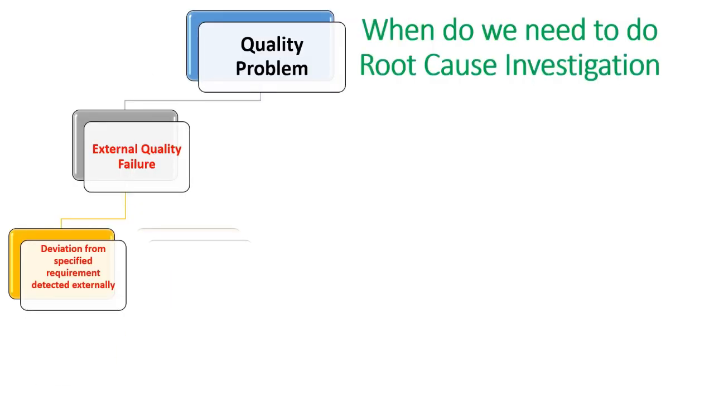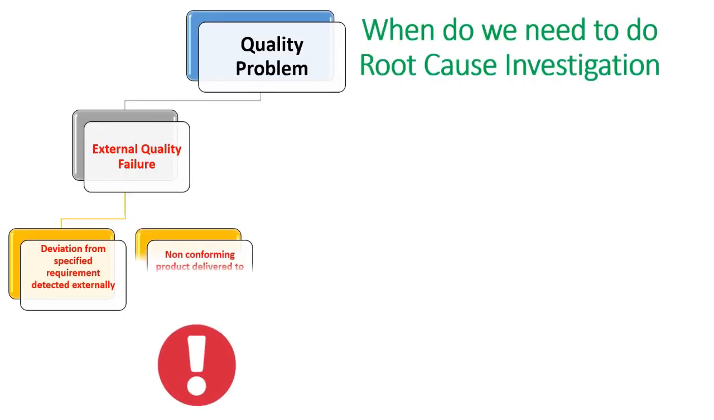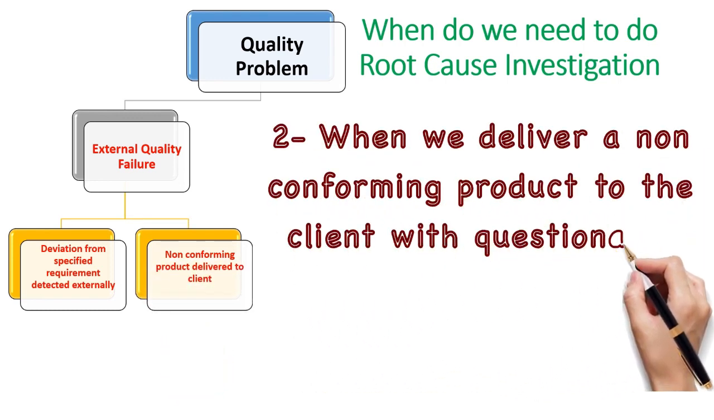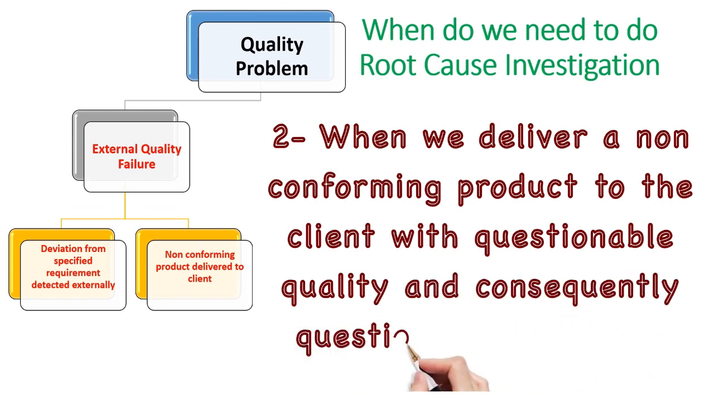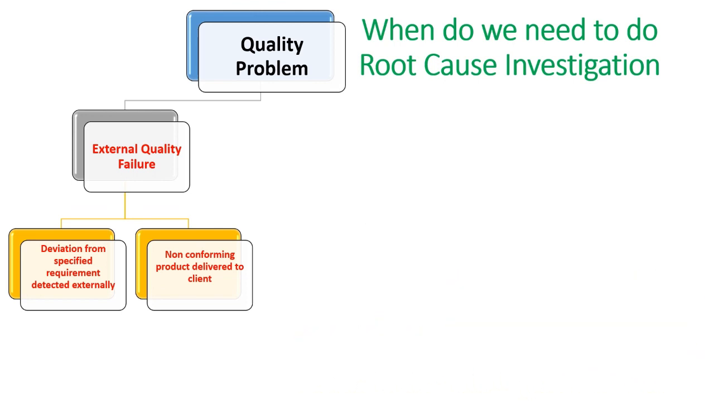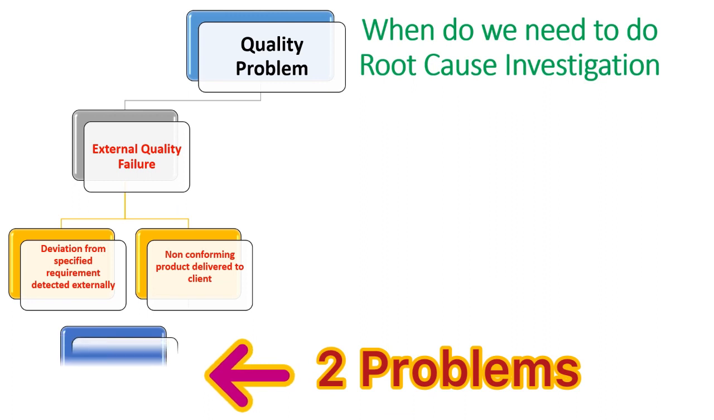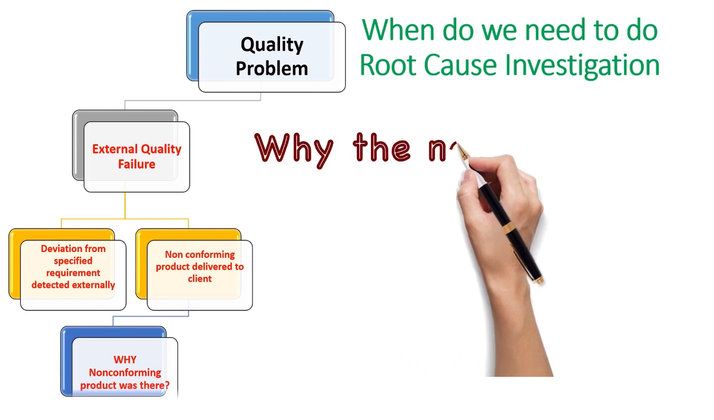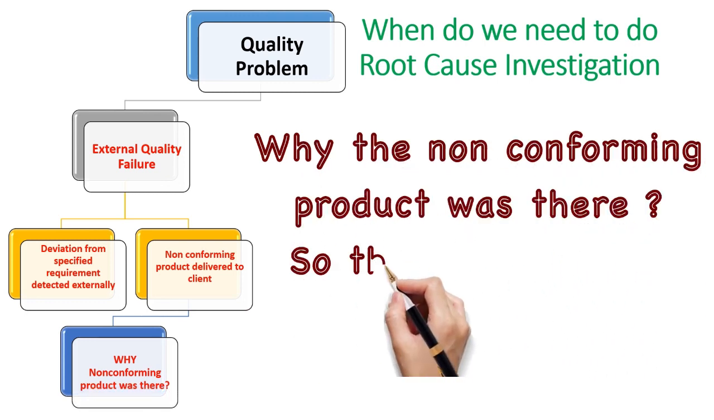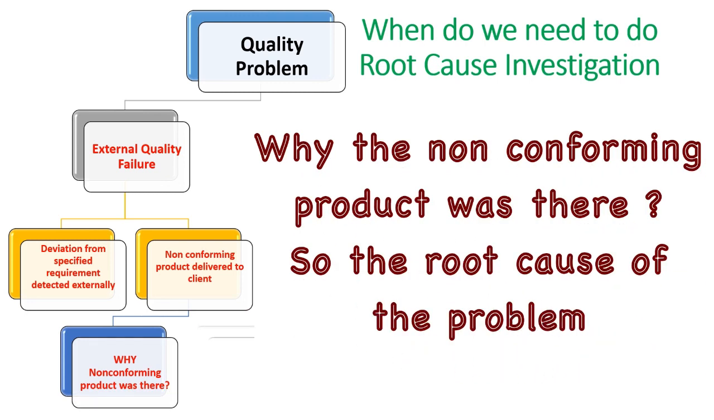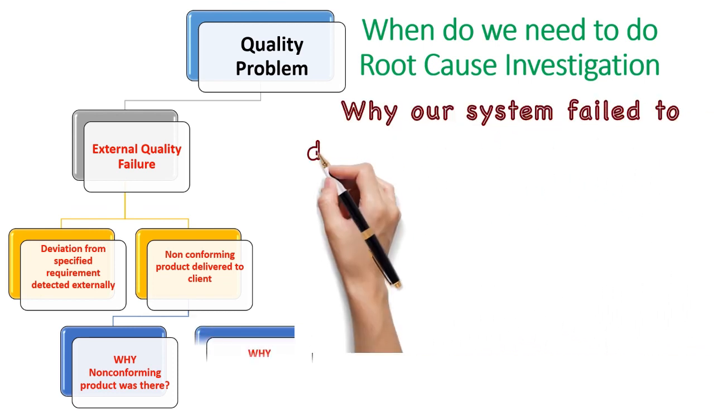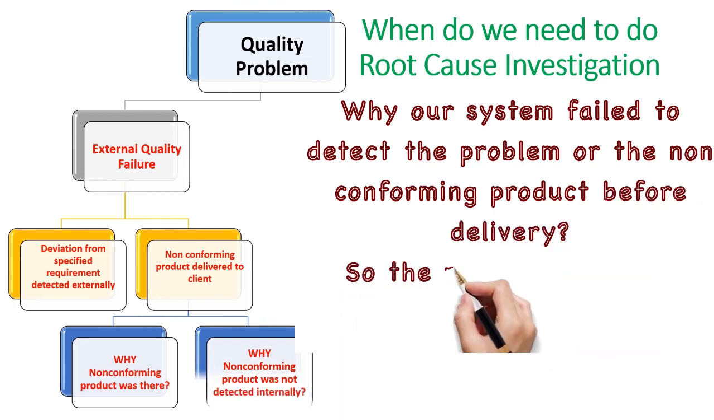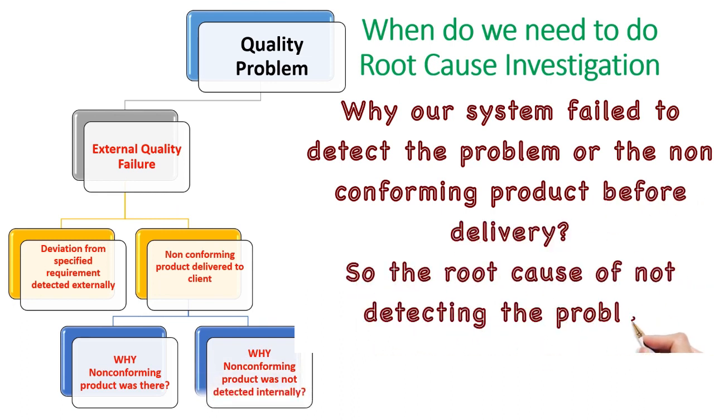The second case, which is more serious for external quality failure, is when we deliver a non-conforming product to the client with questionable quality and consequently questionable reliability. And here we actually have two problems that require to be investigated for their root causes, and not one problem. The first is why the non-conforming product was there, so the root cause of the problem. The second is why our system failed to detect the problem or the non-conforming product before delivery, so the root cause of not detecting the problem.